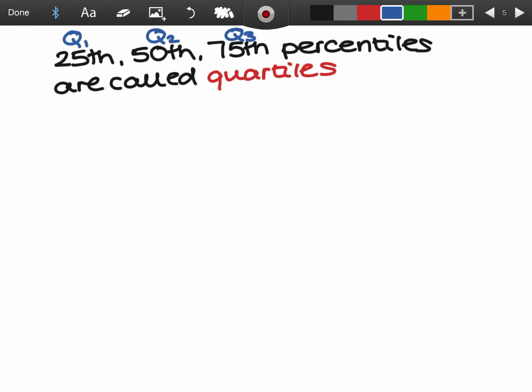Those are called quartiles. They're the things that break our data up into quarters, okay? The 25th percentile has a quarter of the data lower than it or equal to it, and 3/4 of the data above it. So all this does is break our data into quarters. If you need to find that, you can just run the one variable stats on the list that you're trying to find the quartiles for.